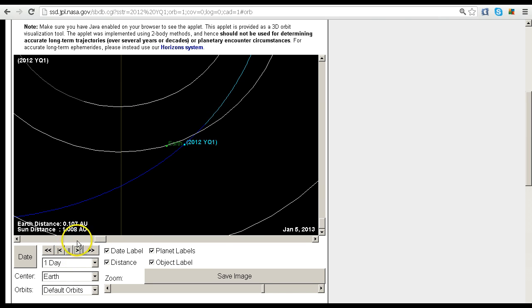It's still quite a distance, and again that closest distance to the Earth is 0.107 AU. So it wasn't even really close to the Earth. It was millions of kilometres away. So it definitely wasn't the object that exploded over Russia today.